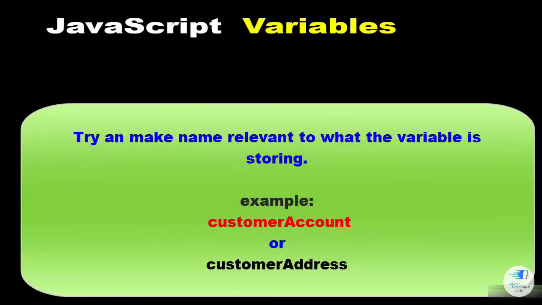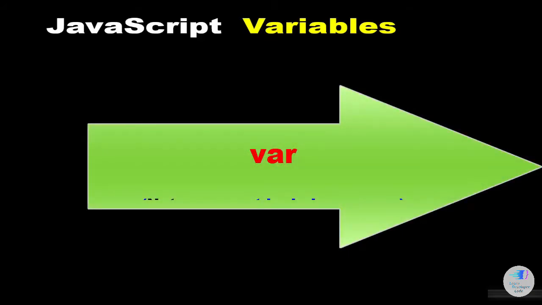The name of the variable itself is really up to you. But it's better if the name you give a variable represents the piece of data that you want to store. For example, if you're storing details about a customer account, you can name the variable customer account, so it makes it relevant. Or if you're storing details about an address, you can name the variable customer address. A variable is created using the keyword var, which is var in lowercase. I will be creating a sample variable in a few minutes.